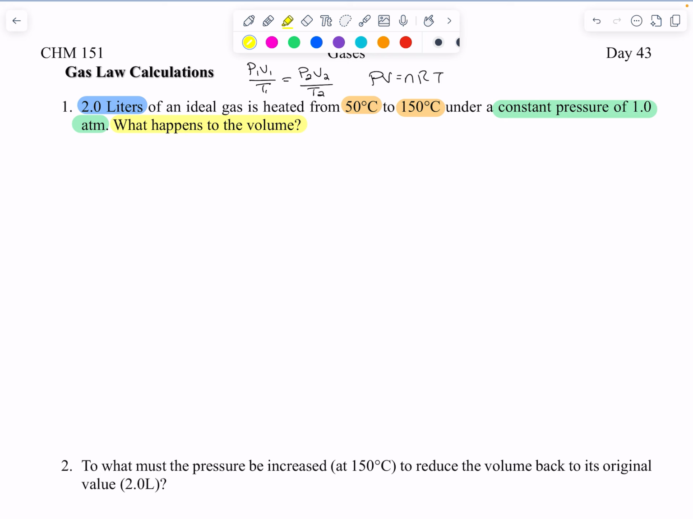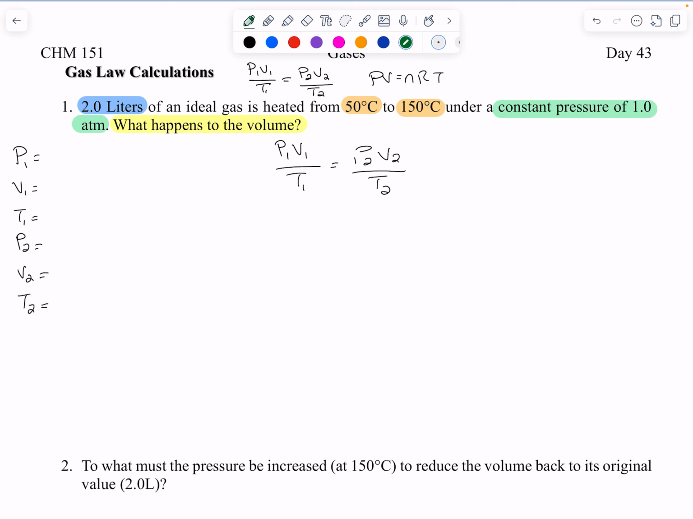All right, so is this a combined or an ideal? Well, I have constant pressure, so the pressure is not changing. And it's an ideal gas, and we're not adding any gas, we're not taking any gas away, so the moles are constant. So I'm thinking we're going to have P1 V1 over T1 equals P2 V2 over T2. And on the side, if you want, P1, V1, T1, P2, V2, and T2.